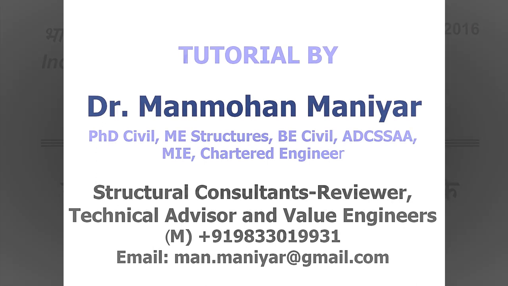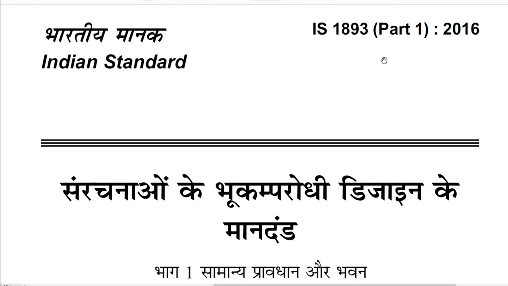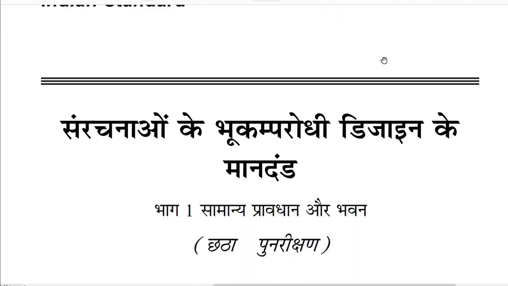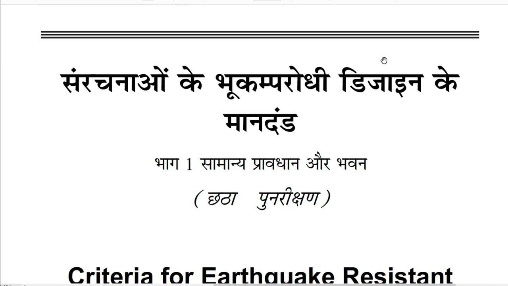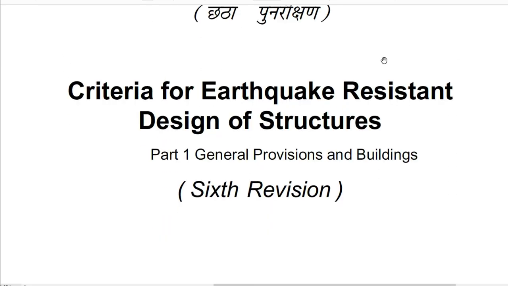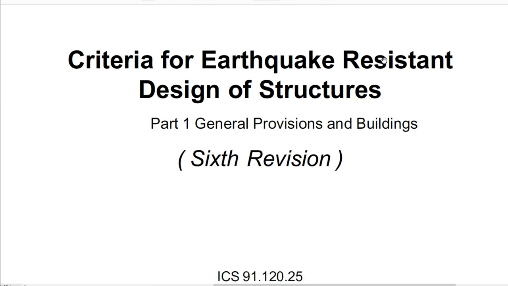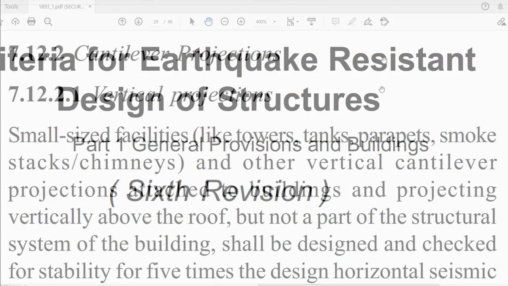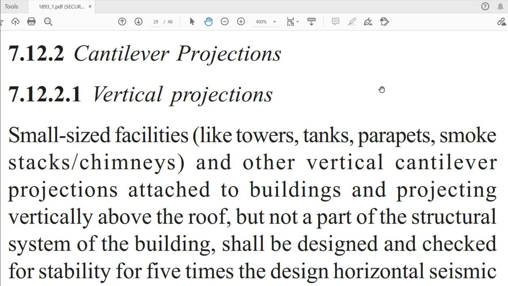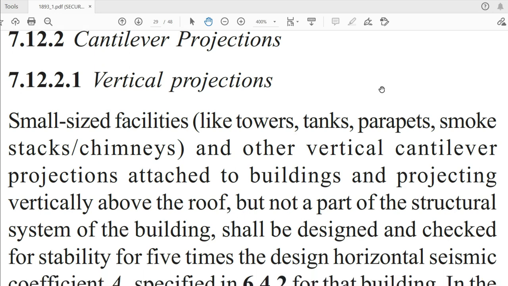In the present tutorial series, we are discussing various provisions of Indian Seismic Code IS 1893 Part 1 2016. We are looking at RC shear walled buildings and the various provisions of the Seismic Code. So let us see today clause number 7.12.2, that is about cantilever projections.